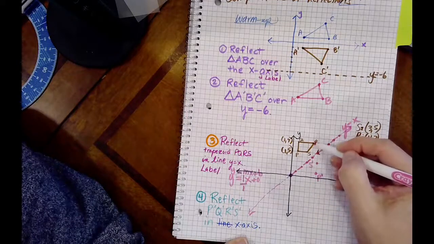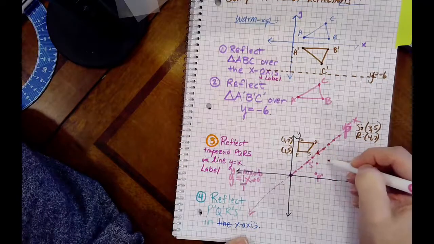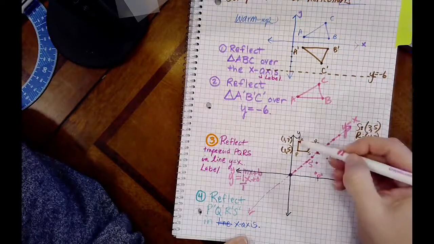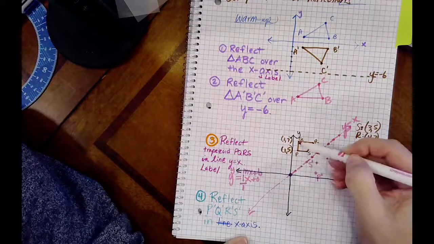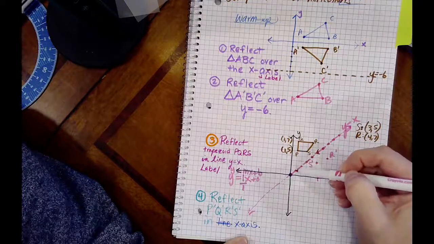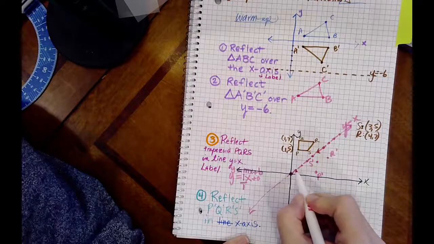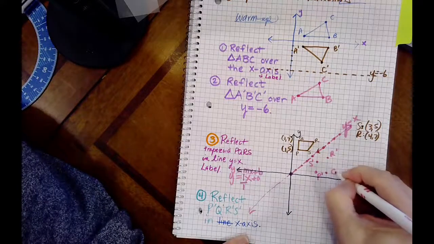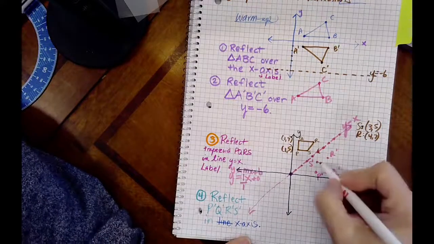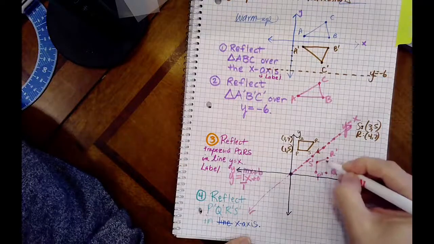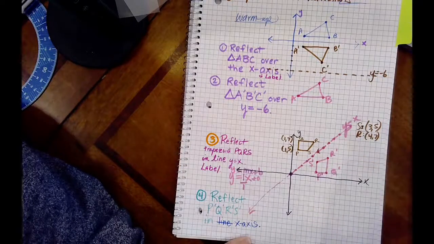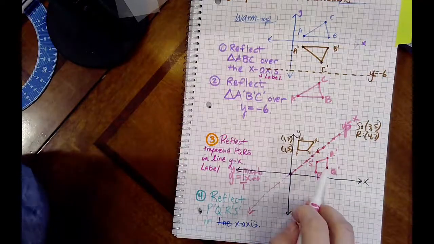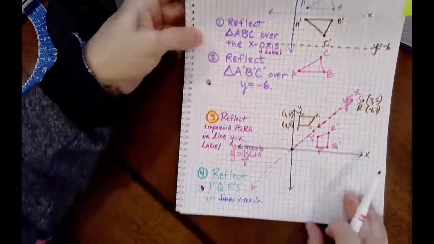R is 3 units away, so go 3 horizontally, R prime. And then for Q, it is actually 6 away, 2, 4, 6. So now horizontally go 6, 2, 4, 6. And that is Q prime. Connect those for our cute little trapezoid. And we have reflected it over. Awesome review. Now keep going.